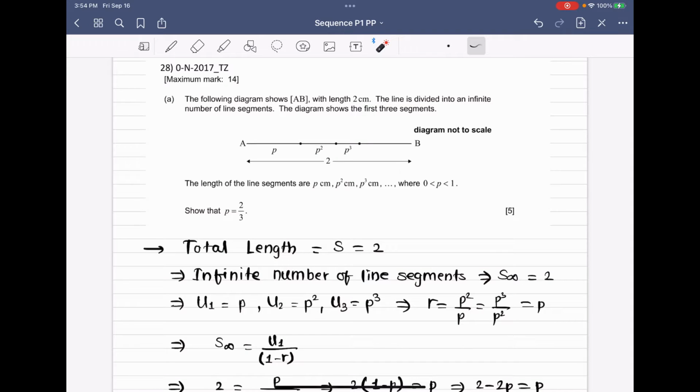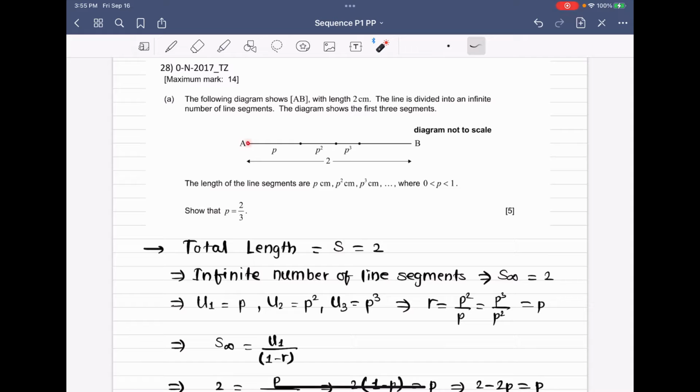October-November 2017, maximum mark 14. That means it is a section B type of question. The following diagram shows AB, with length 2 centimeters. Total length between A and B is 2 centimeters. The line is divided into an infinite number of line segments. The diagram shows the first 3 segments.